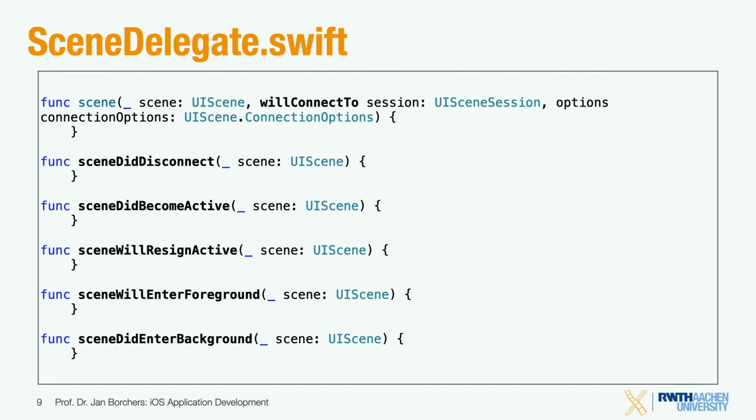willResignActive gets called when the scene moves from an active state to an inactive one, like with these temporary interruptions that we mentioned, like the phone calls. And willEnterForeground gets called as it transitions from the background to the foreground. So you would call this to undo any of those changes that happened when you entered the background.